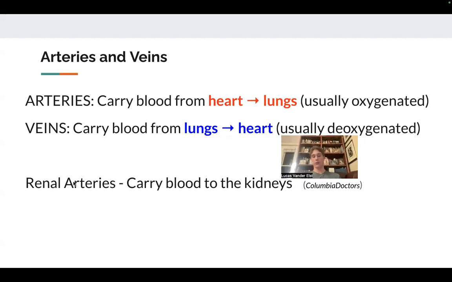And then there's other arteries throughout the body, renal arteries, for example, that carry blood to the kidneys so that they can process urine. And they branch off from the aorta, and it's the only blood supply to the kidneys. So there's the left and right renal artery, and they go down and supply blood to the kidneys.